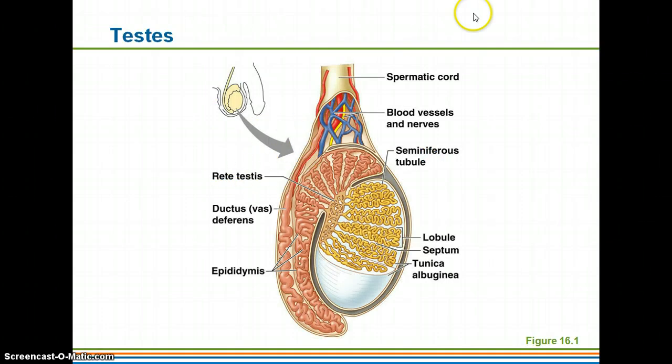So this right here is going to be the actual testes. So the white part's going to be the tunica albuginea, and the septa are going to divide the testes into different lobules. And within those lobules, you'll see the seminiferous tubules.